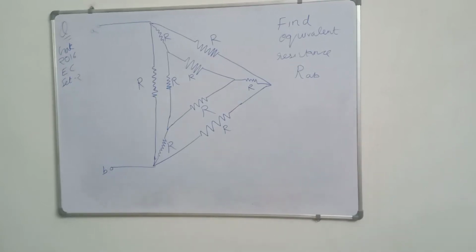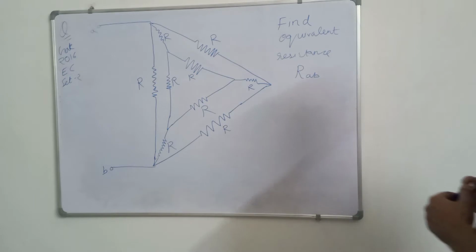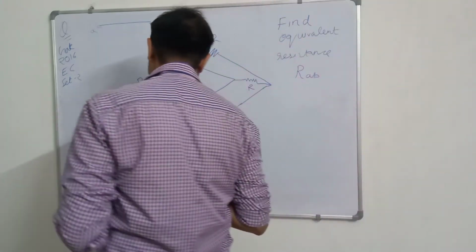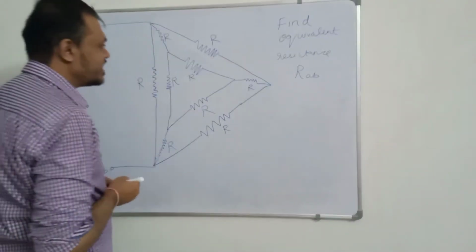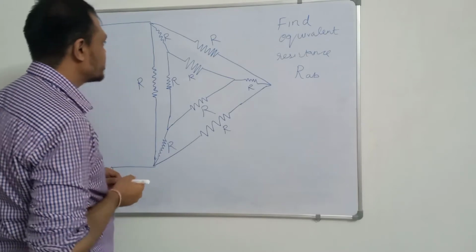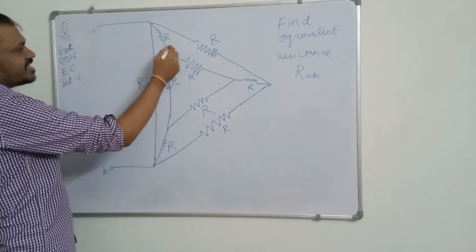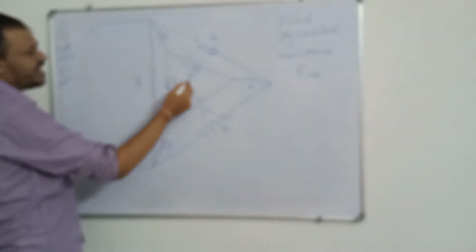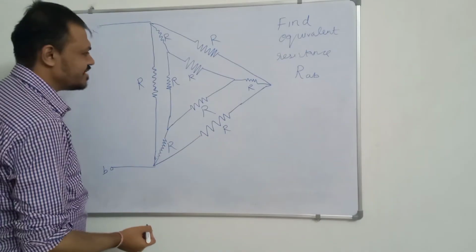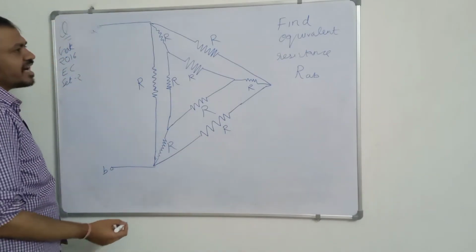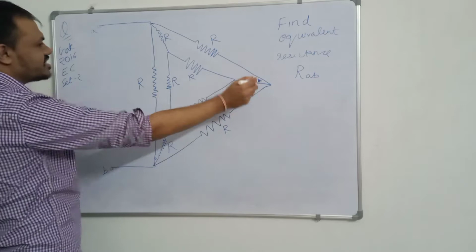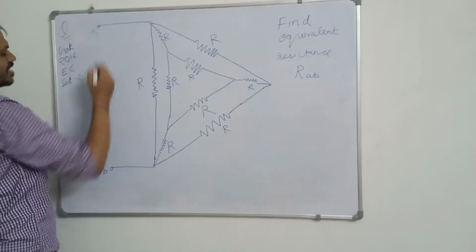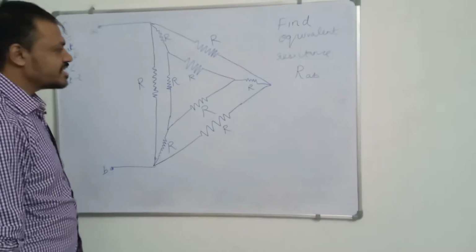This question is from GATE 2016 electronics branch, and in this question we have to find the equivalent resistance RAB. All these resistances are of the same value, which is equal to R. This is terminal A, this is terminal B, and we have to find the equivalent resistance.